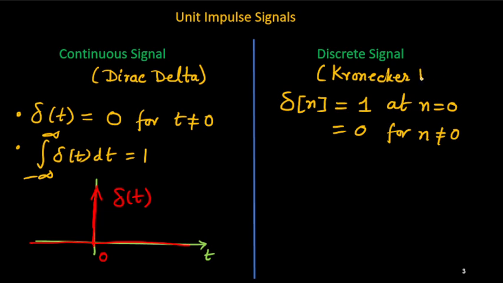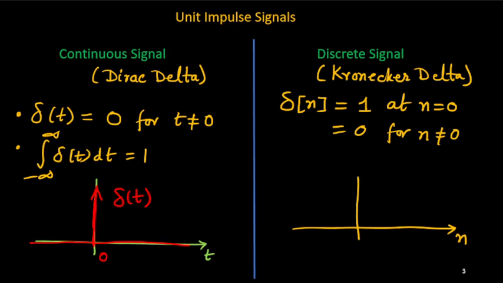Kronecker delta. So for discrete sequence, we will use Kronecker delta. For continuous time domain, we will be using Dirac delta. Okay. Now here, this is perfectly fine. So this is your n. It will take integers only. n equal to 0, 1, 2, 3, minus 1, minus 2, all those things.